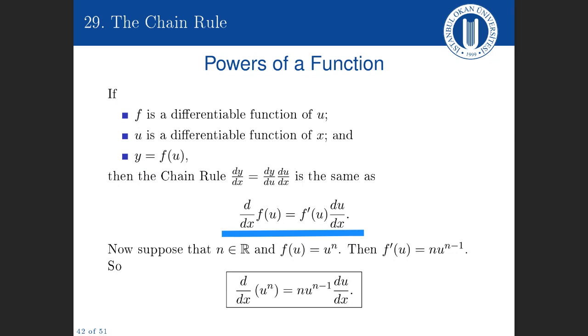And that will work for every differentiable function, f. Now let's look at just power functions. Instead of looking at every possible function f, let's just look at f of u is equal to u to the power n. Because then we know that f prime of u, the derivative of f with respect to u, is n u to the power n minus 1. So our chain rule formula becomes d dx of u to the power n is n u to the power n minus 1 du dx. The next few examples are going to be using this formula in the box.